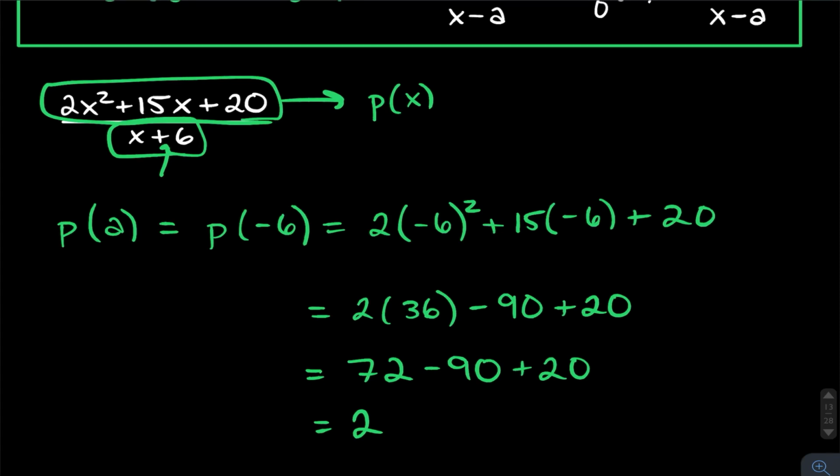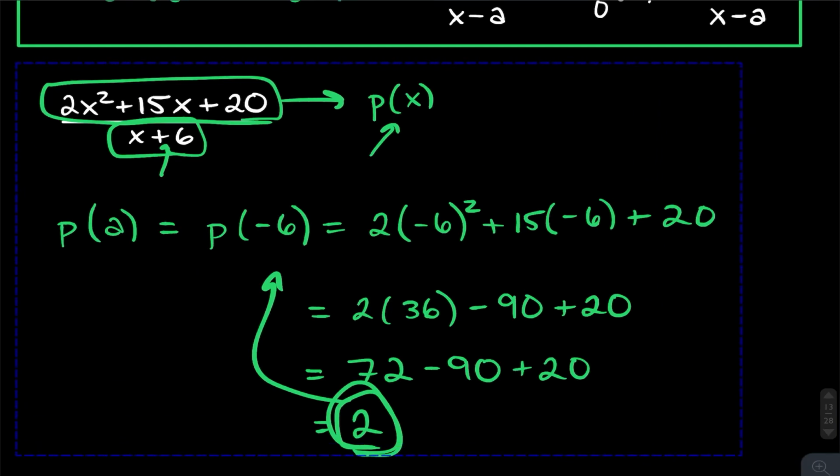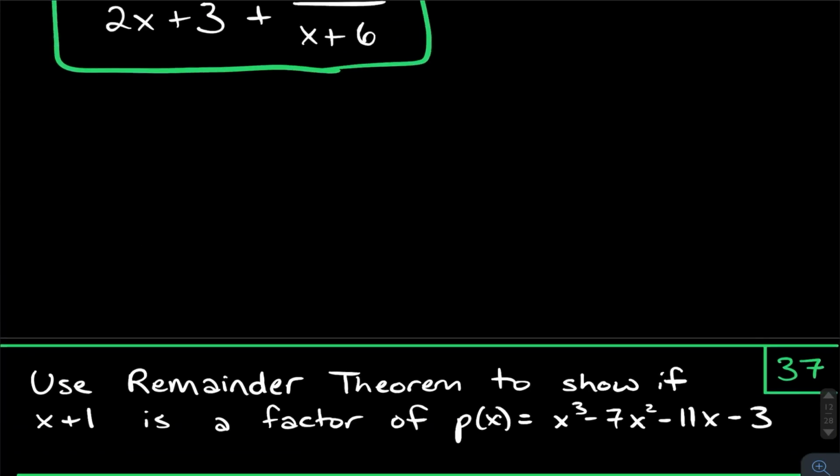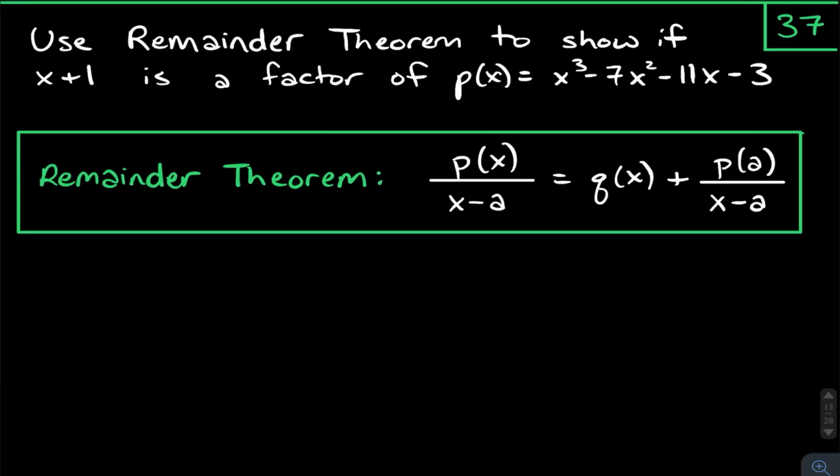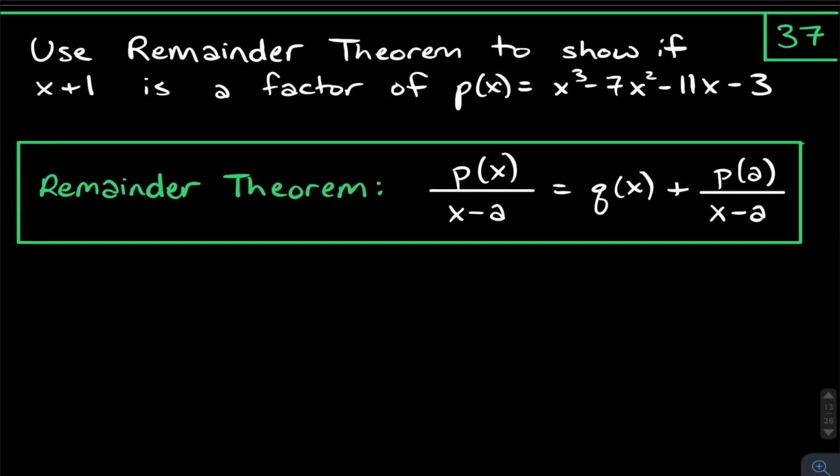Okay, and so yeah, we can see that our remainder is just what we get when we plug in -6 for our dividend, right? Our dividend is p of x. When we plug in -6, we get our remainder, and so that's cool. It works, right? And remember, the 2 is our remainder right here. It's kind of interesting.